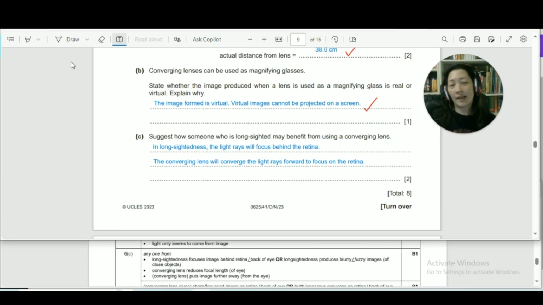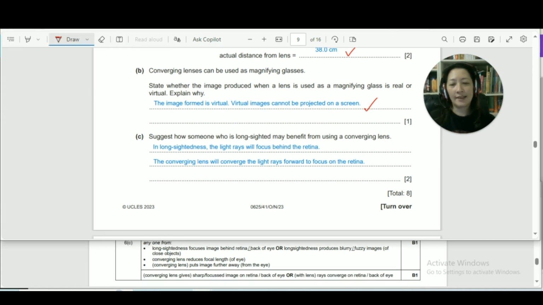So let's take a look at the mark scheme straight away. The first mark is given for any of these options. You can talk about how the long-sightedness focuses the image behind the retina or the back of the eye, or that the long-sightedness produces a blurry or fuzzy image of close objects. Or you can also say that the converging lens reduces the focal length, or that the converging lens puts the image further away from the eye. And that's how we can get the 2 marks for this question. And that's how you solve question 6.